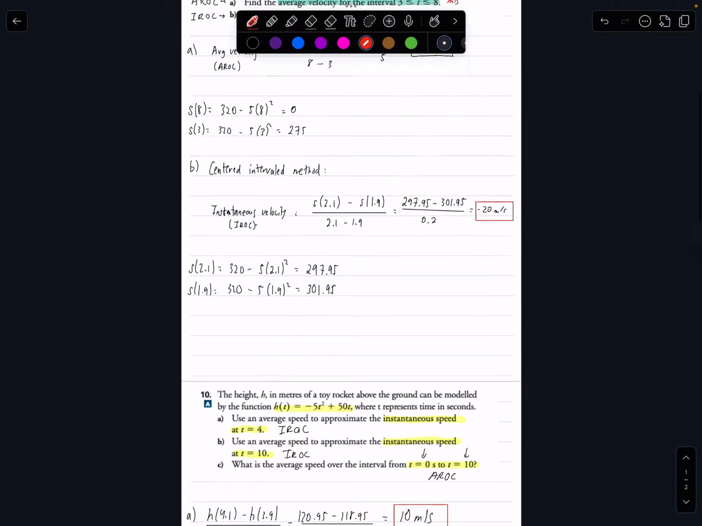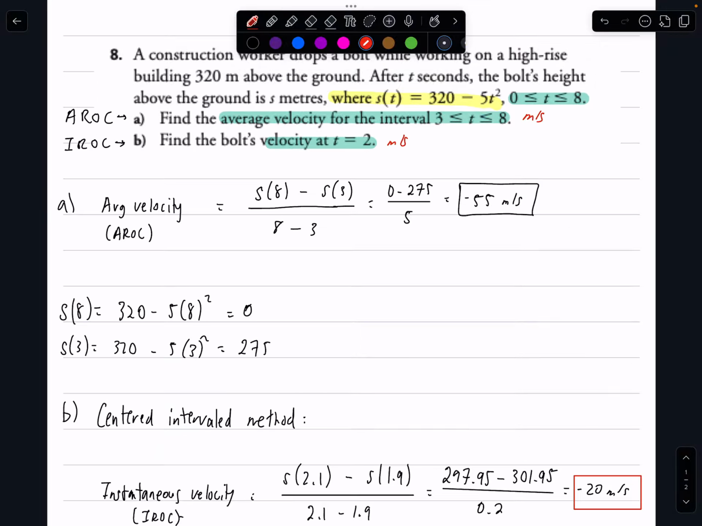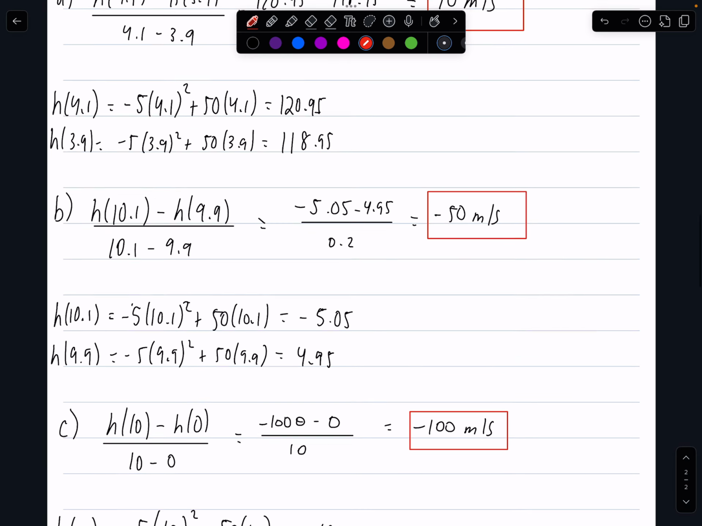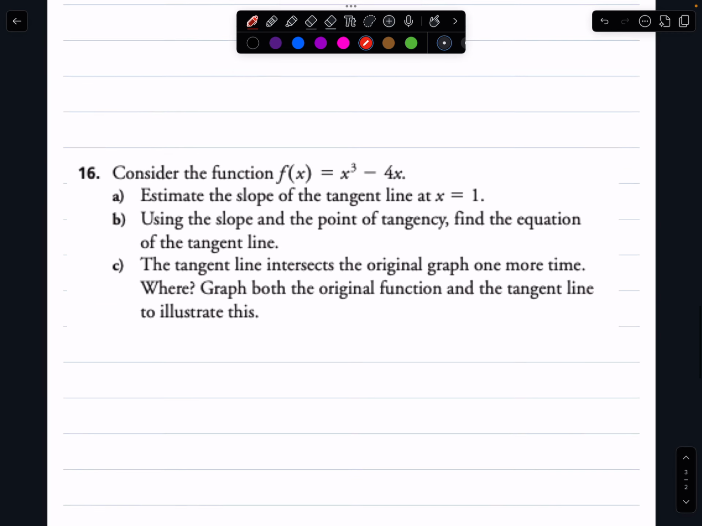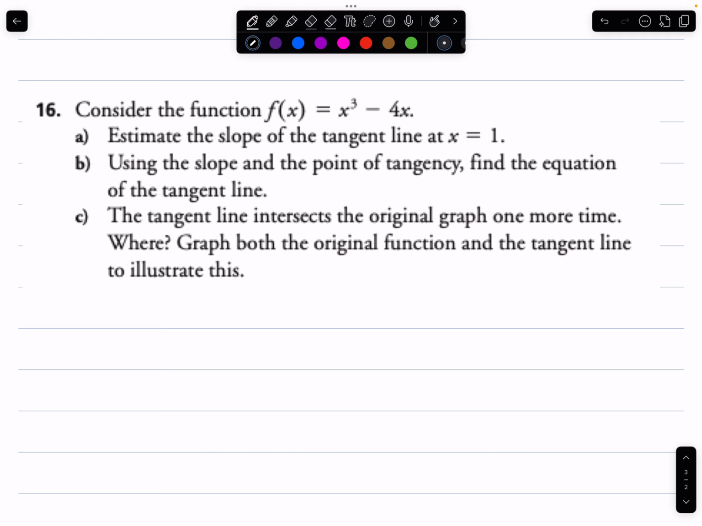So the first 2 questions, guys, very, very straightforward. We're just doing AROC and IROC, getting the 2 points for AROC. IROC, you're just doing it with 1 point, but you're using the centered interval method. So now I want to get you guys to understand this type of question. This is a thinking type of problem. And the reason why it's a thinking type of problem is you actually got to think, right? So let's look at how this problem works out.